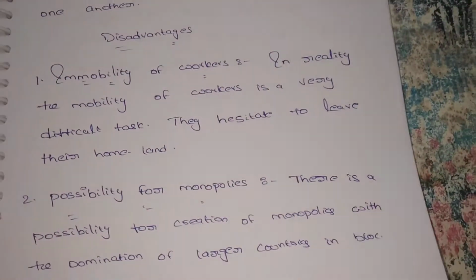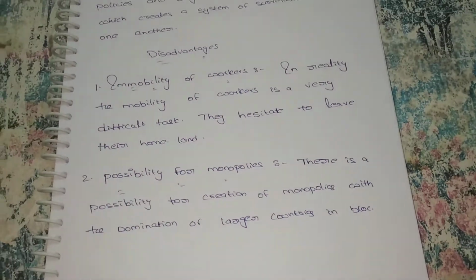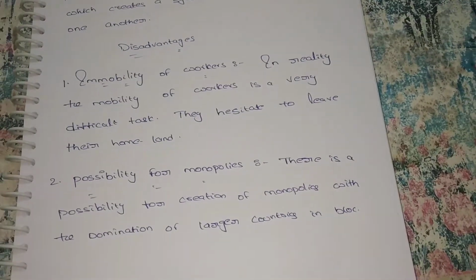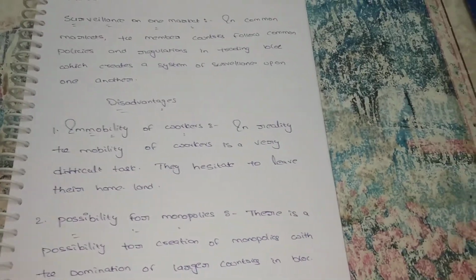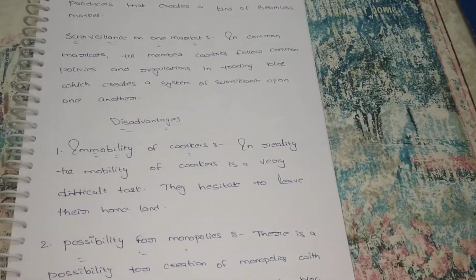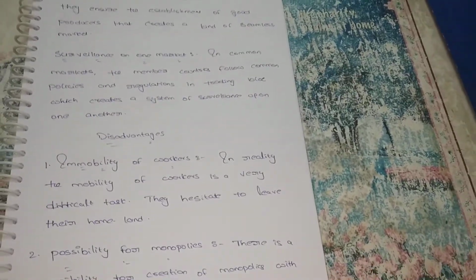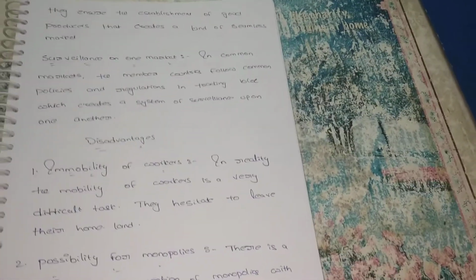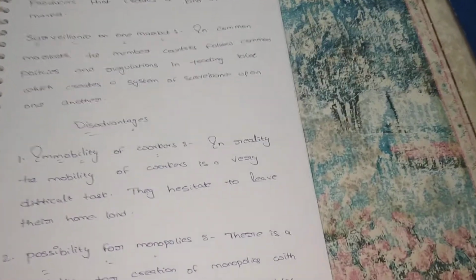It is also one of the disadvantages. There is a possibility for creation of monopolies. Monopoly means there is only a single seller. A highly producing country may produce all the goods, and the other countries have no chance for production. For that, the other countries have to purchase the goods. For that reason, imports increase and exports decrease. For that, the economic growth will decrease. It is also one of the disadvantages.